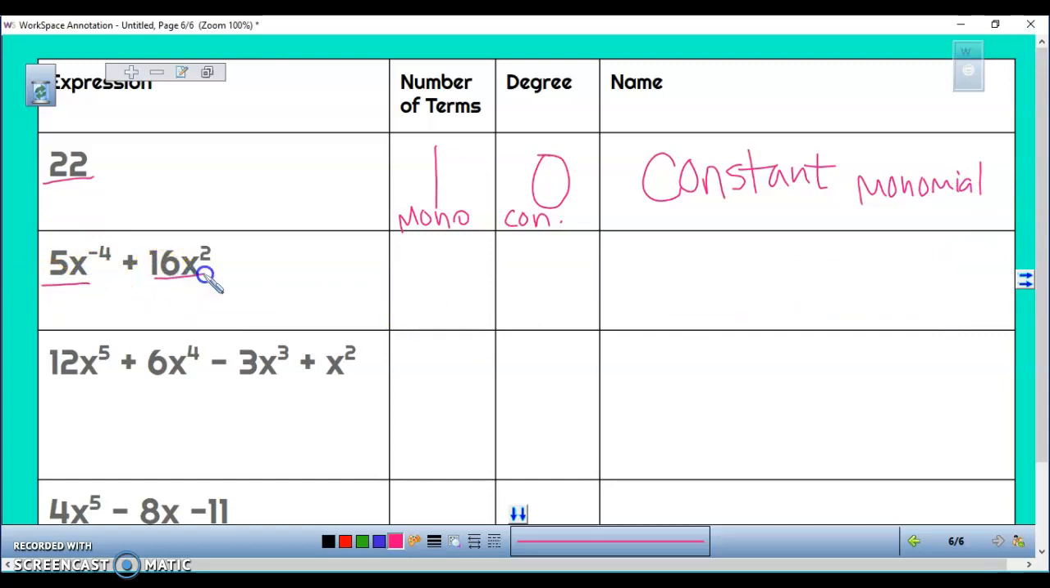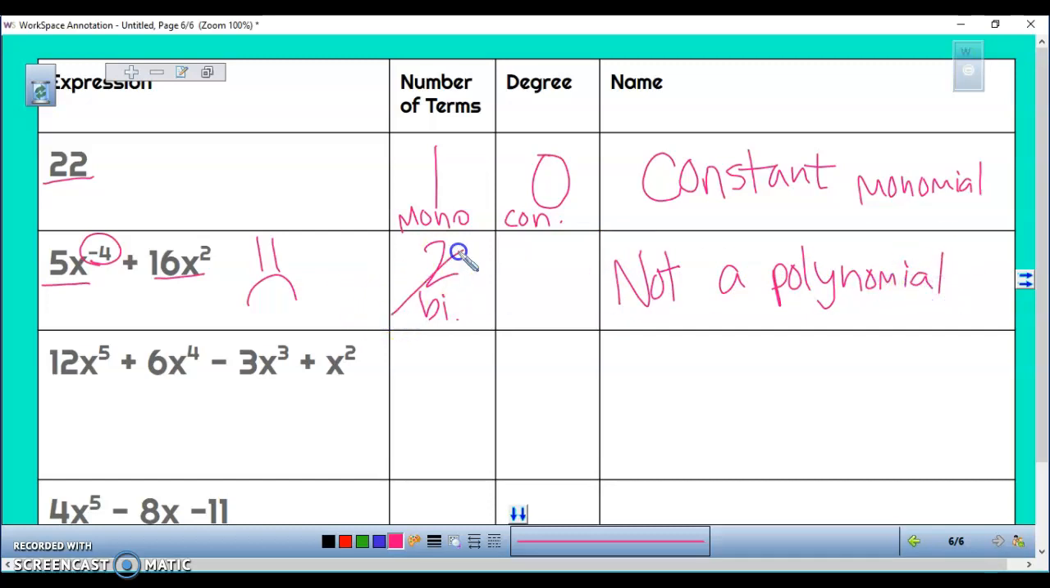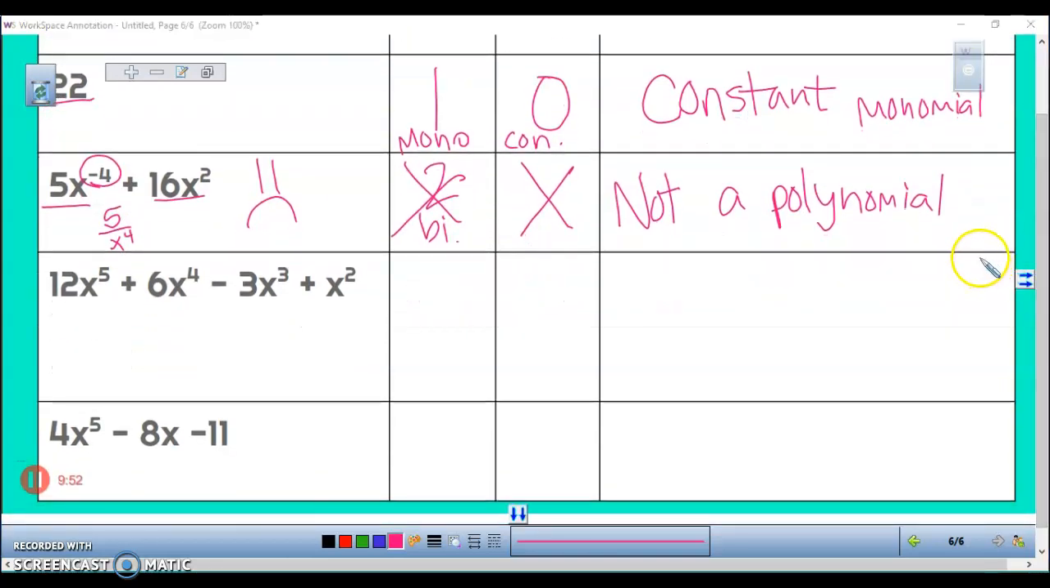Number of terms, 2 terms, so I know that's going to be a binomial. Degree, a degree of -4. Remember, that is not a polynomial. We cannot have negative exponents. That would put that to the basement. It would be 5 over x to the 4th. We cannot divide by a variable. So that's not a polynomial at all. It does not get a name. We cannot call it a binomial because it's not a polynomial at all. It's completely out.